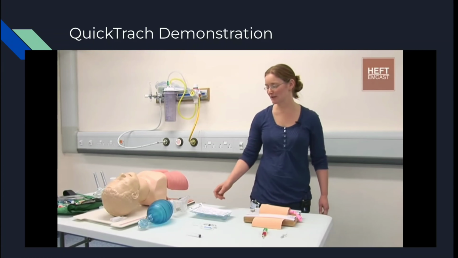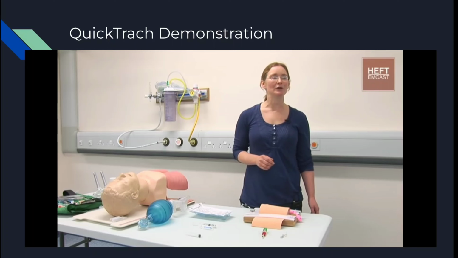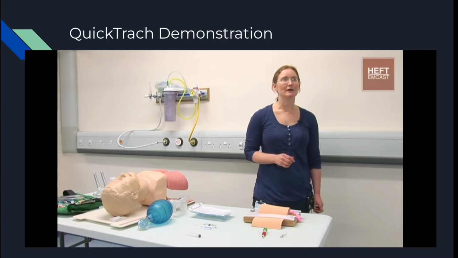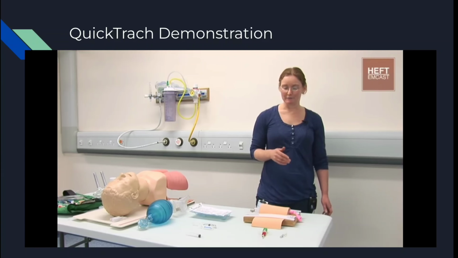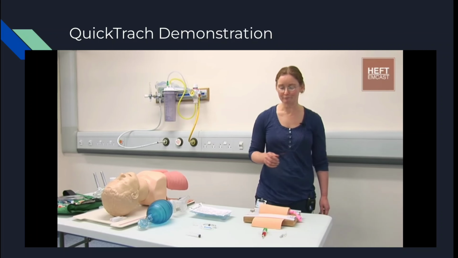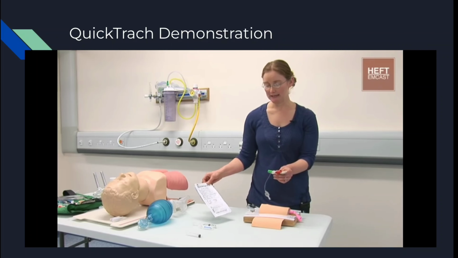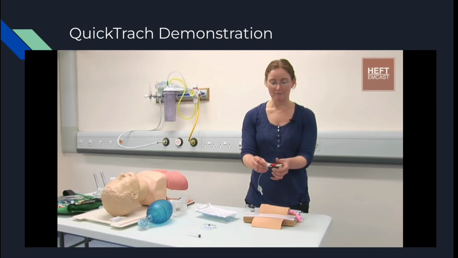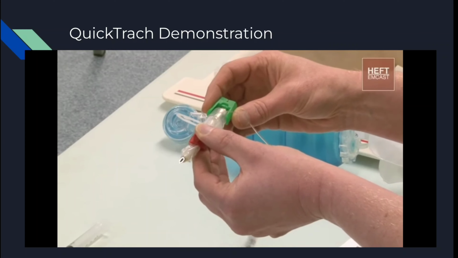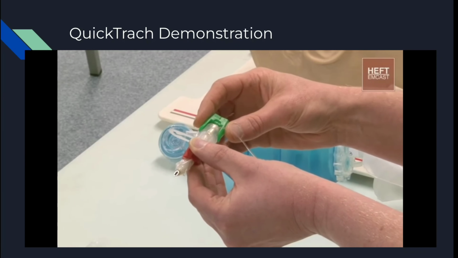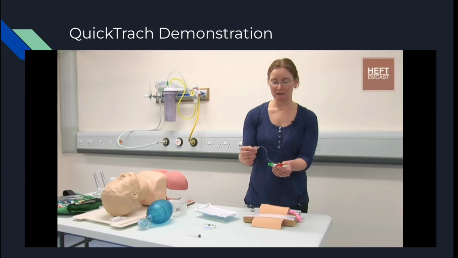Okay, I'm going to demonstrate the insertion of the Quick Track 2. This is an emergency cricothyrotomy kit for emergency access to the airway through the cricothyroid membrane in a situation where you can't intubate and you can't ventilate the patient. This is how it would come in the packet. So you would have a red and a green stopper, and it would be attached to a cuff.